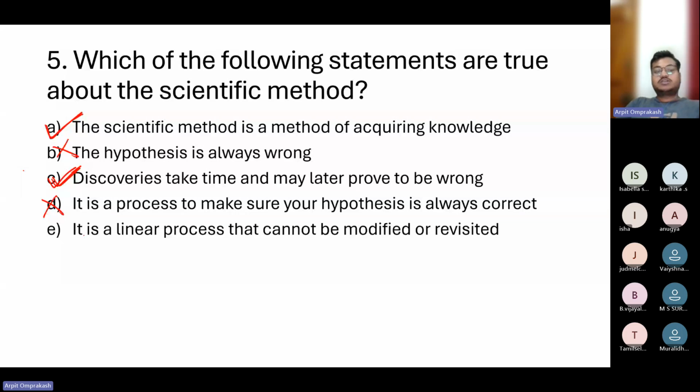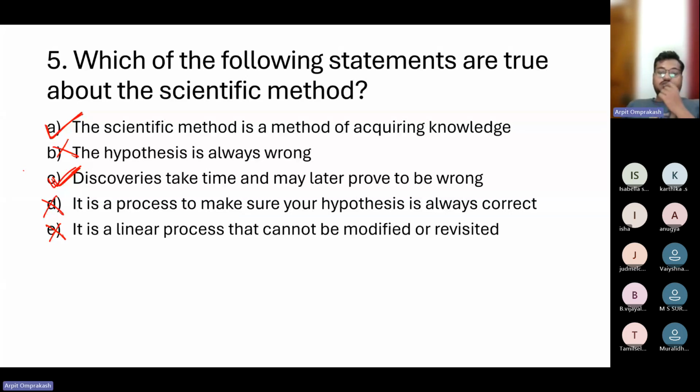That is also false. Even after we get a result using the scientific method, we basically go back to it and try to ask more questions and figure out different things in the system. So the answer here is A and C.